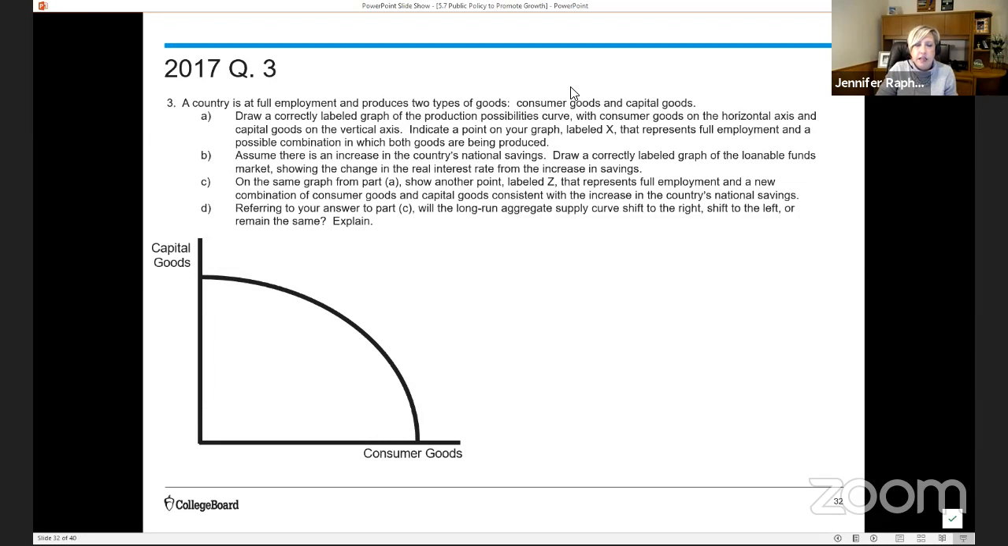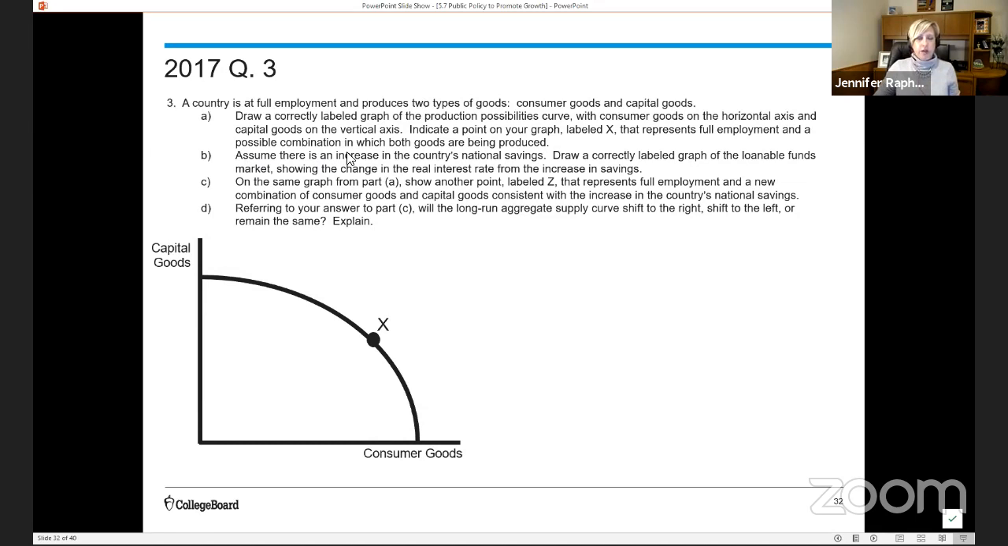And now we have to label graph point X to represent full employment. So remember, anywhere along the curve represents a full employment output, but with different combinations of consumer goods or capital goods. So we could be at a point here producing more capital goods than consumer goods. We could be at a point here producing more consumer goods than capital goods. But any point along this curve is analogous to full employment levels of output. So let's just put our point X right there.